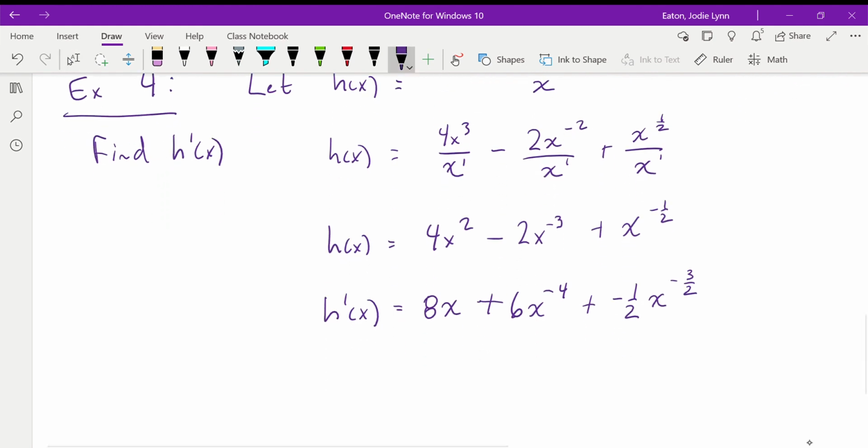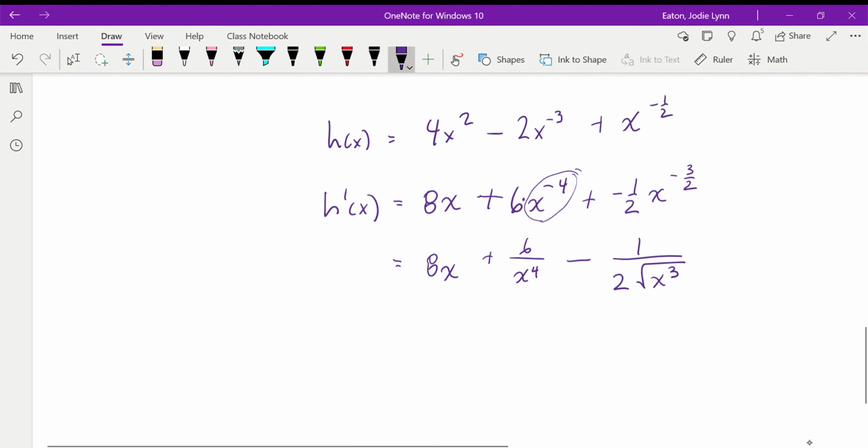And if I want to rewrite it using the notation we originally have, I have 8x plus 6 over x to the 4th. Notice here, this is a common mistake. We've got 6 times x to the minus 4th. Exponents happen before multiplication by our order of operations, so the 6 stays on top. Plus negative 1/2 x to the negative 3/2, so that's going to be minus 1 over 2 radical x cubed. And so as I said, the quotient rule is great, but if you can avoid using it, it's highly recommended.